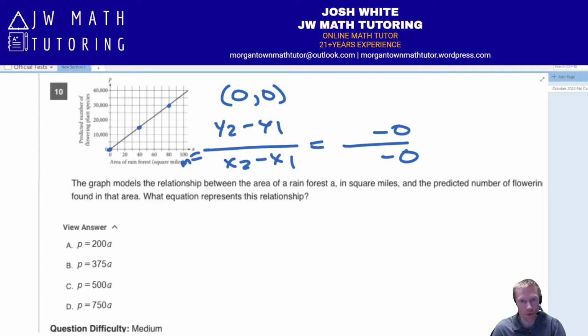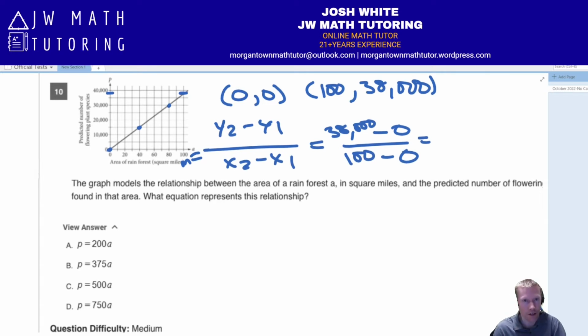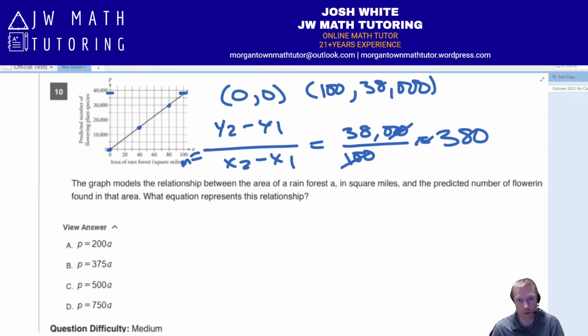I'm going to choose 100, and then this y value up here is maybe 37,000, or maybe it's 38,000, whatever. I'll go with 38,000. Doesn't matter. We're just estimating. So notice when you plug that in, because our other point is 0, 0, technically we don't even need it. Really our slope is just going to be our y value, 38,000, over 100. Now notice how easy it is to reduce. Cross out 2 zeros on the bottom, cross out 2 zeros on the top. So the slope is going to be approximately equal to 380.